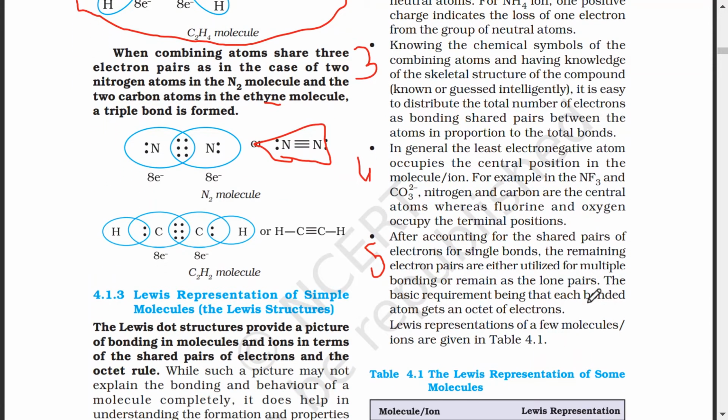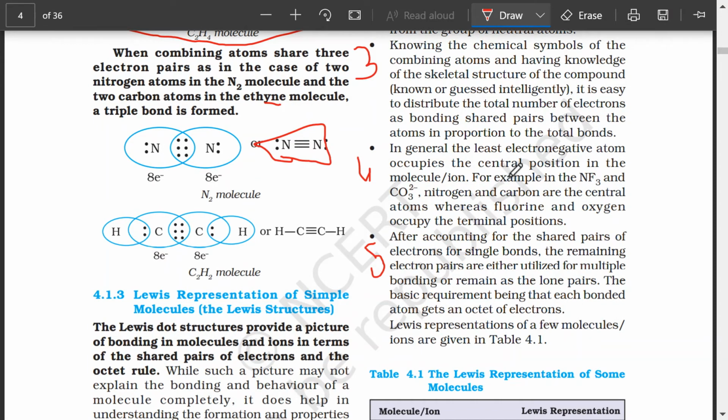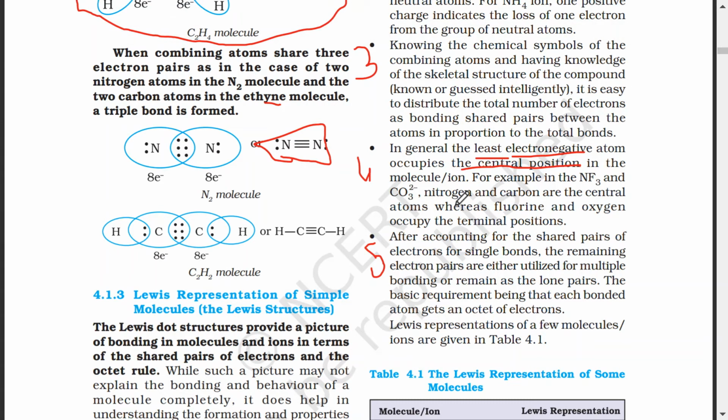In general, the least electronegative atom occupies the central position. So this is an important point: the atom which has the least electronegativity becomes the central atom. It comes in the center position. And one more important point: hydrogen and fluorine can never be in the middle. They can never be a central atom.